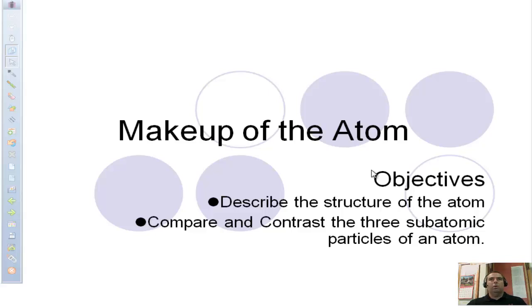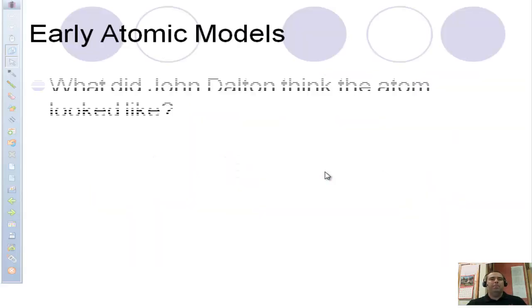Chapter number 3 is going to start talking about the makeup of the atom. Now, you just got done taking a quiz over the elements, so what we're going to do is start looking at that atom. Some of the things we're going to talk about today is you're going to describe the structure of that atom. You're going to compare and contrast those 3 subatomic particles, and then we're going to look at a little history as we talk about the development of that atom.